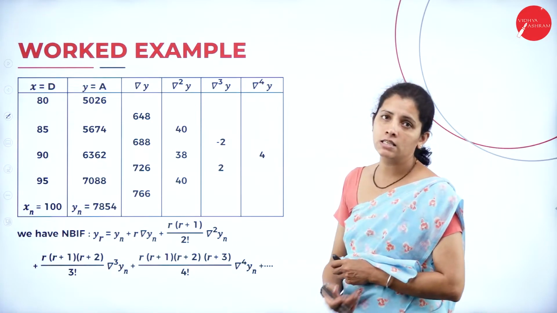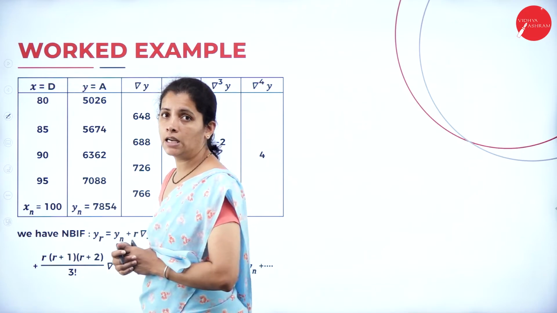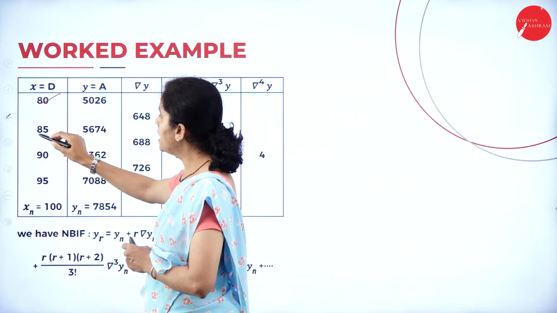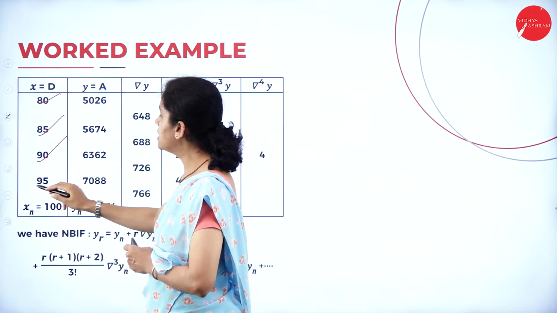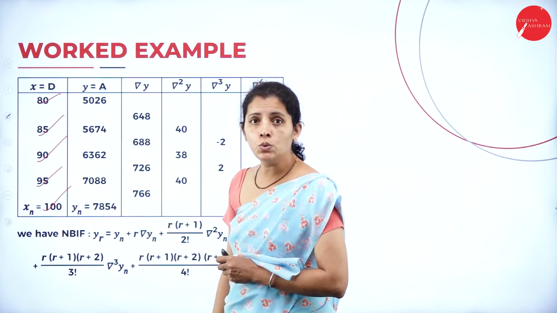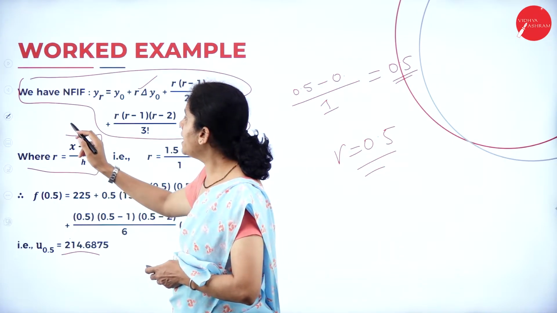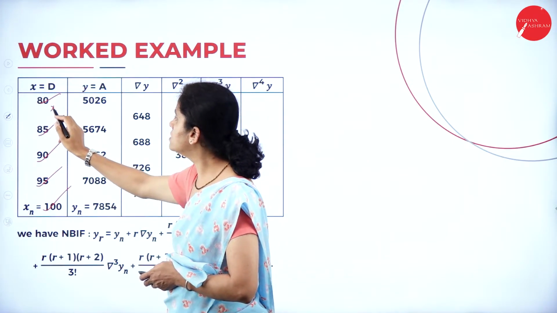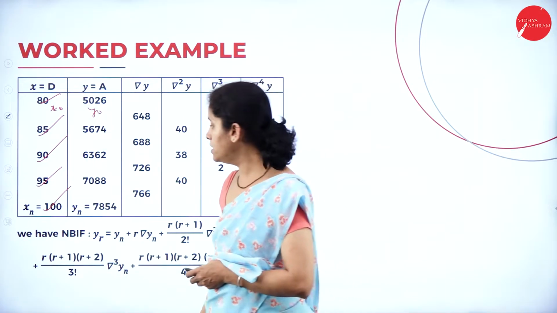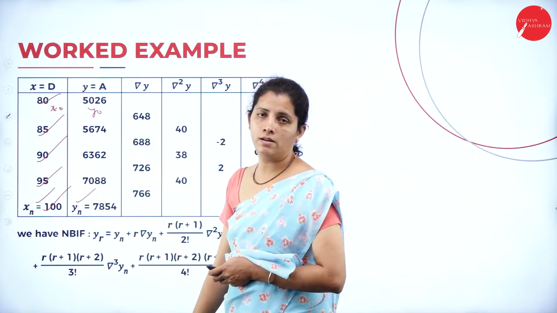And I want to construct the table. So dear student, according to the given data, I constructed the table. So D is 80, 85, 90, 95 and 100. And suppose if I use the forward interpolation formula, then I have to consider x naught. So this is my x naught and this is my y naught. Okay, but here it is backward. So I'm going to consider yn and xn.